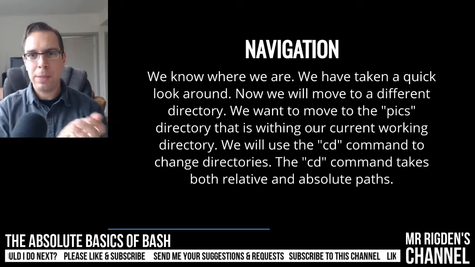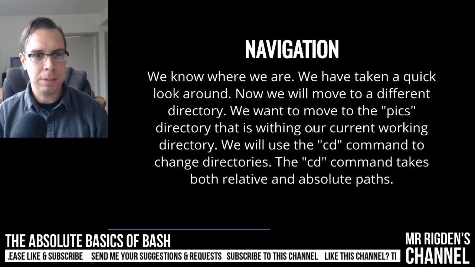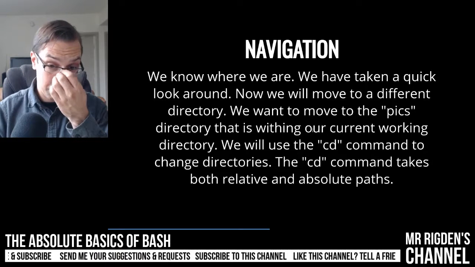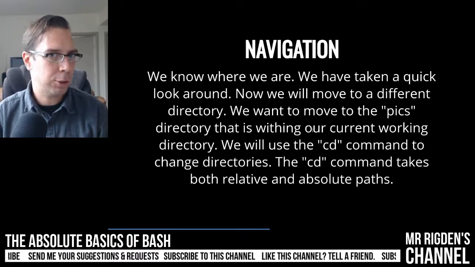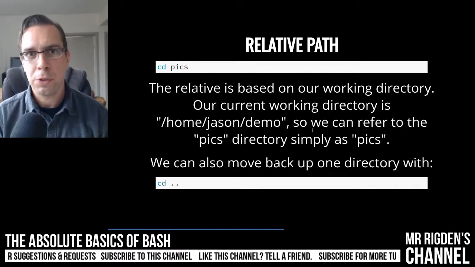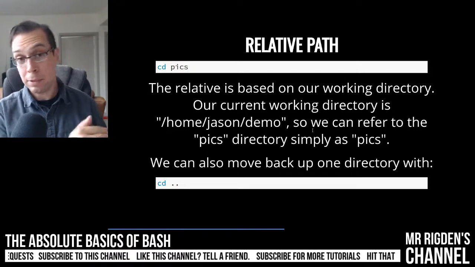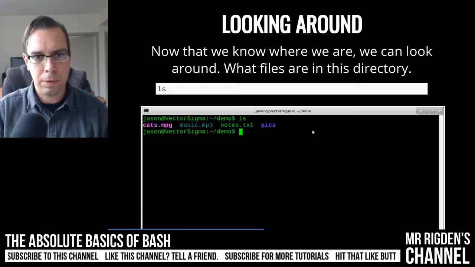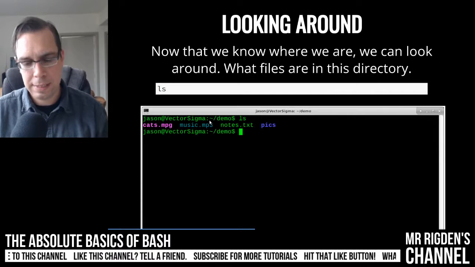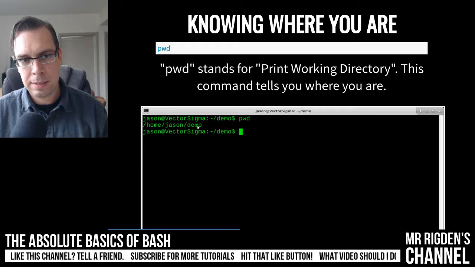Look around now. How to move around. In this next example, we want to move into the pics directory. We use the cd command, change directory, for this. There are two ways to do this: a relative path or an absolute path. From where we were earlier, we can see our absolute path, where we are right now, is home, basin, demo.